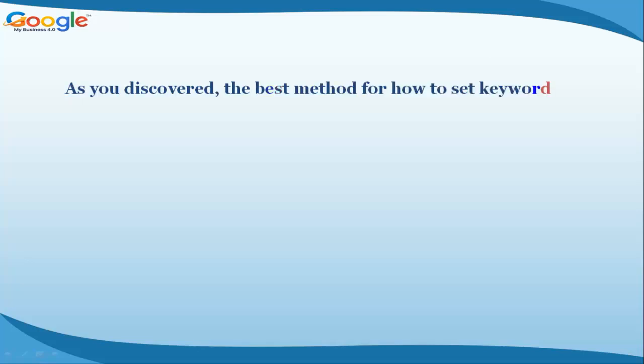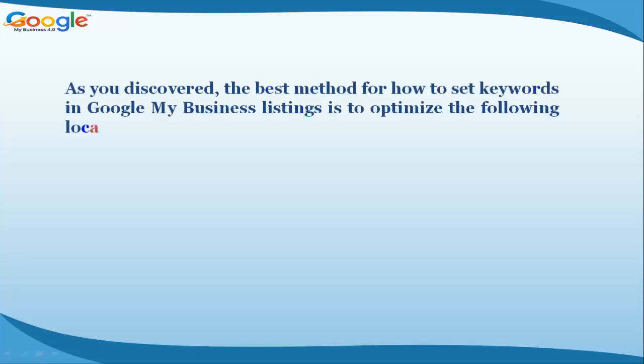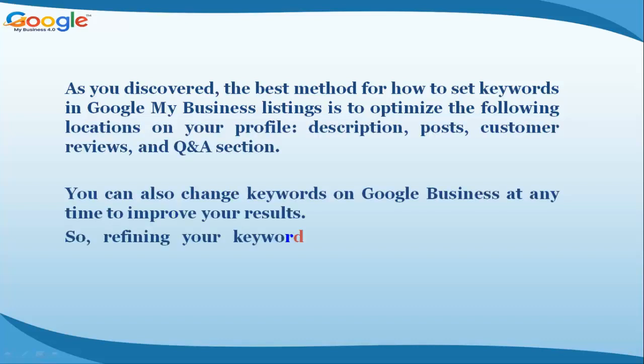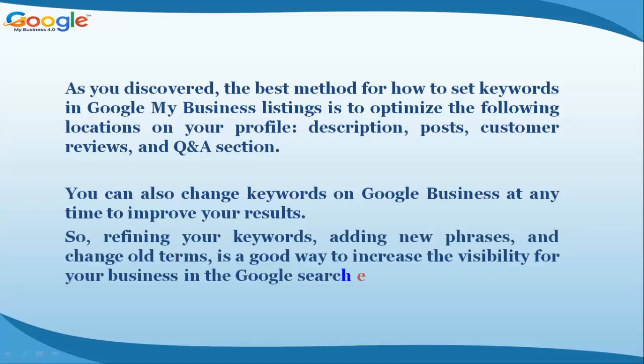As you discovered, the best method for how to set keywords in Google My Business listings is to optimize the following locations on your profile: description, posts, customer reviews, and Q&A section. You can also change keywords on Google Business at any time to improve your results. So refining your keywords, adding new phrases, and changing old terms is a good way to increase the visibility for your business in the Google search engine.